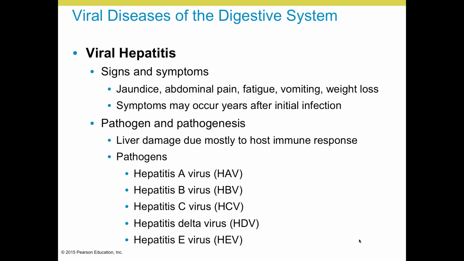Hepatitis. Well, hepatitis affects, of course, the liver. Okay, and the signs are jaundice, fatigue, abdominal pain, weight loss. However, you might get the symptoms years after you get the virus because the virus can go into a latent stage. There are different types of pathogens: hepatitis A all the way through B, C, and the Delta virus and the E virus.